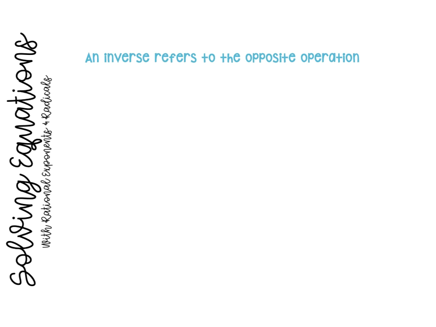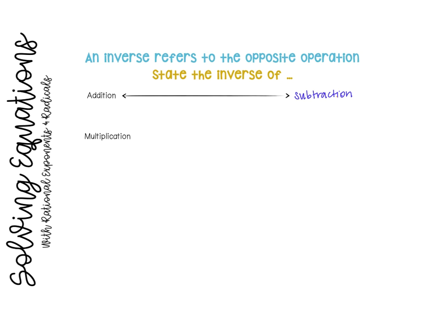First, we need to talk about what an inverse is, and an inverse refers to the opposite operation. So I want you guys to state the inverse of the following things. If I ask you what the inverse of addition is, hopefully you know that the answer is subtraction. So the inverse operation of multiplication would be division.